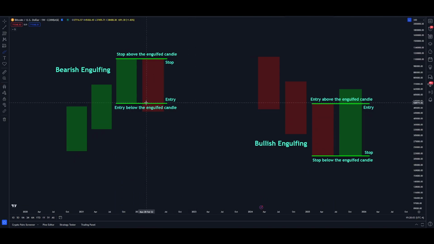Super simple. Your entry is when you close below this bullish candle's low, and your stop loss or your invalidation, where you will cut the trade if you trade above it, is the high of this bullish candle. Okay, now one thing to keep in mind with all these setups is, for example, these are daily candles, right?